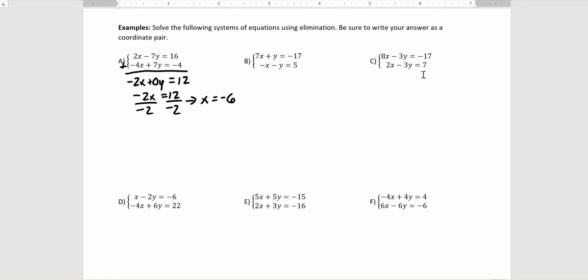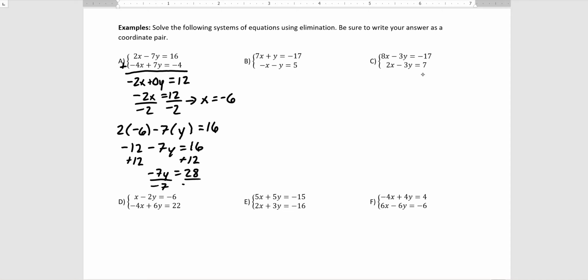Now that I know x is negative 6, I can plug that in. I have 2 times negative 6 minus 7 times y equals 16. Oh shoot, sorry, negative 7 times y. Silly me, x is only negative 6. y is what we're going to solve for. So 2 times negative 6 is negative 12, minus 7y equals 16. I'm going to add 12 to both sides. 16 plus 12 is 28. So negative 7y equals 28. Divide by negative 7, and we find that y equals negative 4.